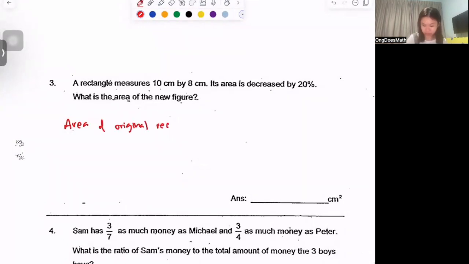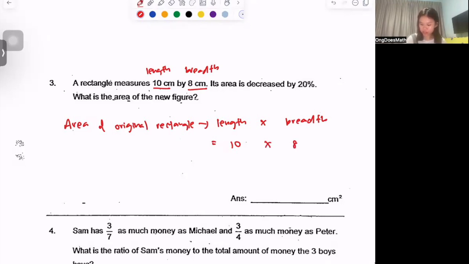It's actually a rectangle that measures 10 cm by 8 cm. So length by breadth. And what is the formula for the area of a rectangle? It is length times breadth. So in this case, length is 10, breadth is 8. So the original rectangle is 80 cm squared.